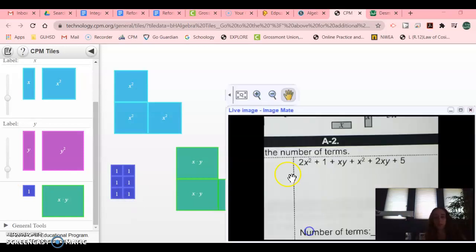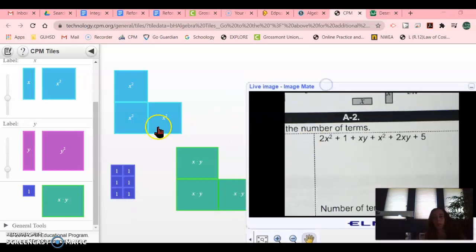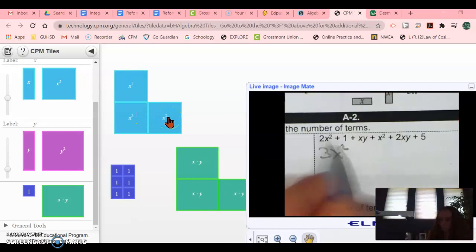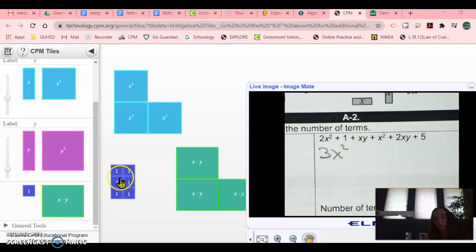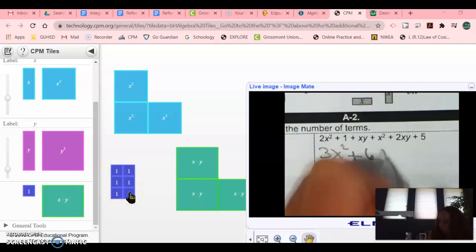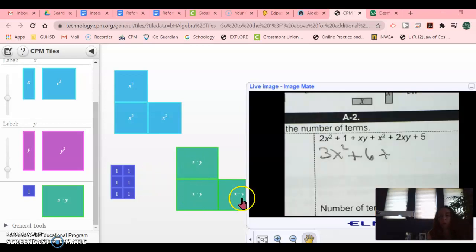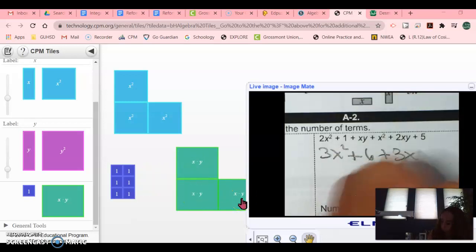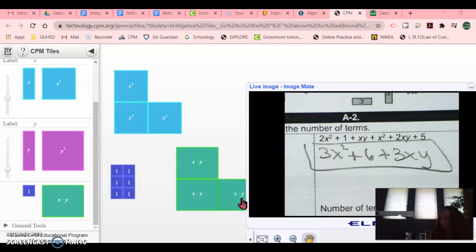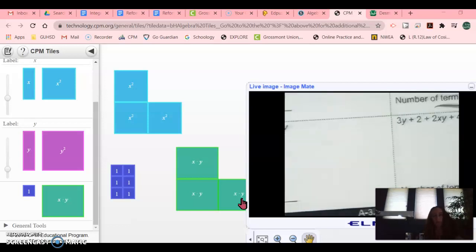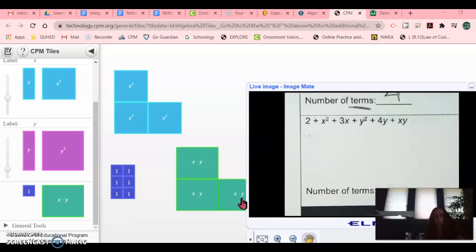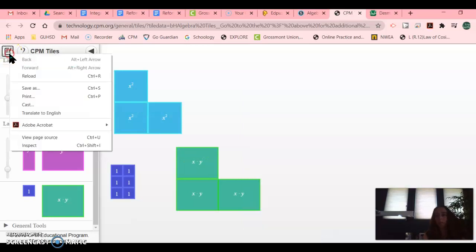So now I'm going to come over here and I'm going to write my answer. Let's make sure we do this. So I have 1, 2, 3x squared. I have 1, 2, 3, 4, 5, 6. Always put a plus. Plus 1, 2, 3, 3xy. There's my answer. I have 1, 2, 3 terms. All right, let's go to the next one. So here we go. Let's put that there. Clear it up.